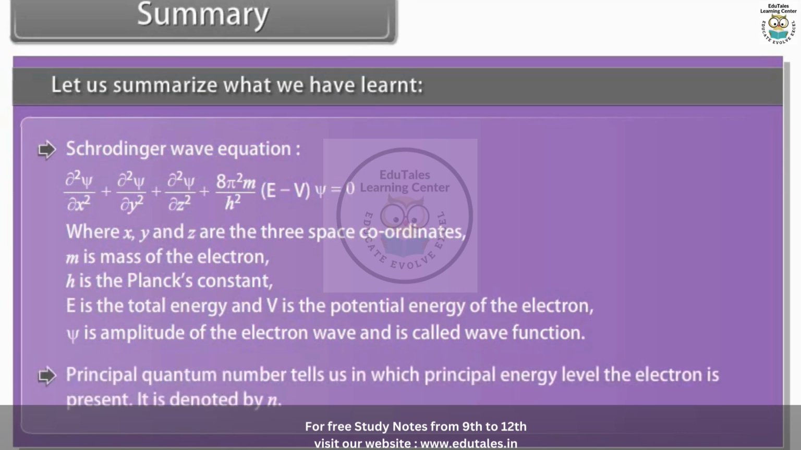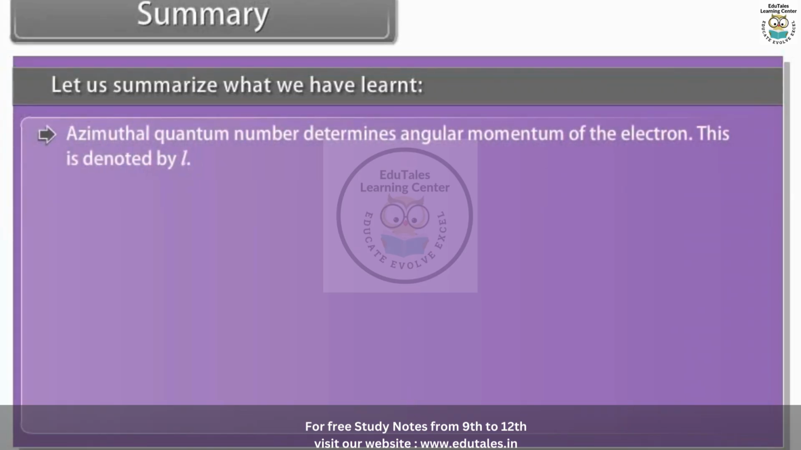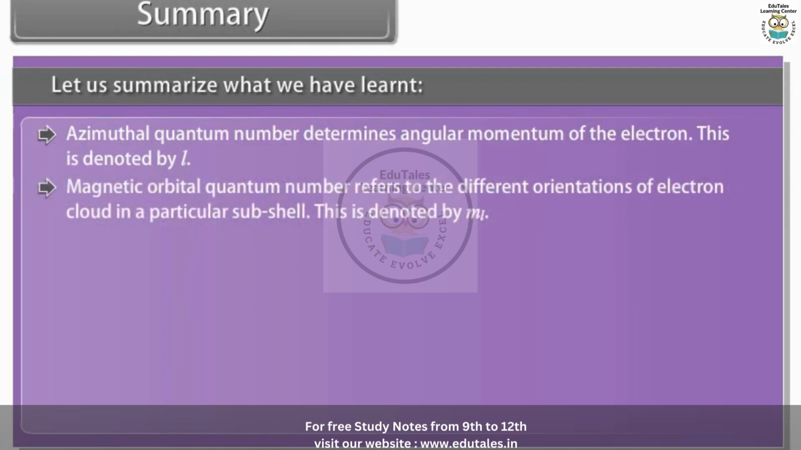Principal quantum number tells us in which principal energy level the electron is present. It is denoted by n. Azimuthal quantum number determines angular momentum of the electron. This is denoted by l. Magnetic orbital quantum number refers to the different orientations of electron cloud in a particular subshell. This is denoted by ml.